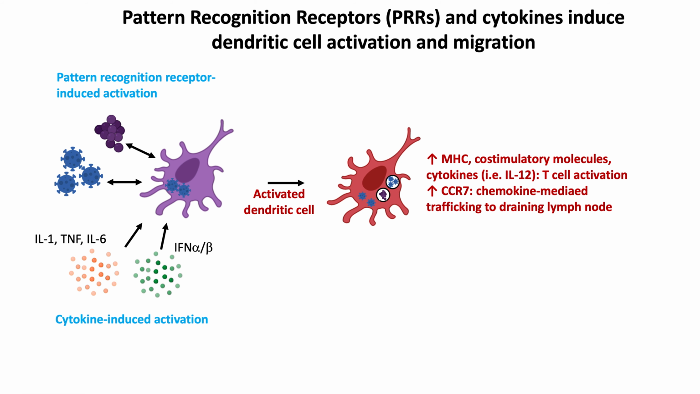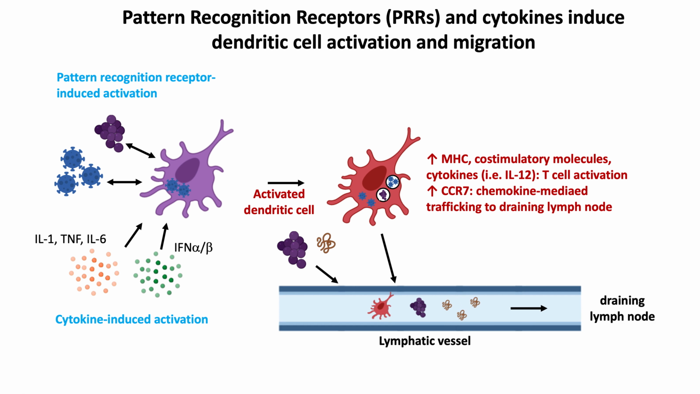They also change expression of certain chemokine receptors, such as CCR7, and this has the effect of causing these dendritic cells to migrate out of the tissue and towards draining lymph nodes via lymphatic vessels. Also, free antigens and pathogens can drain from these tissues into the draining lymph node.